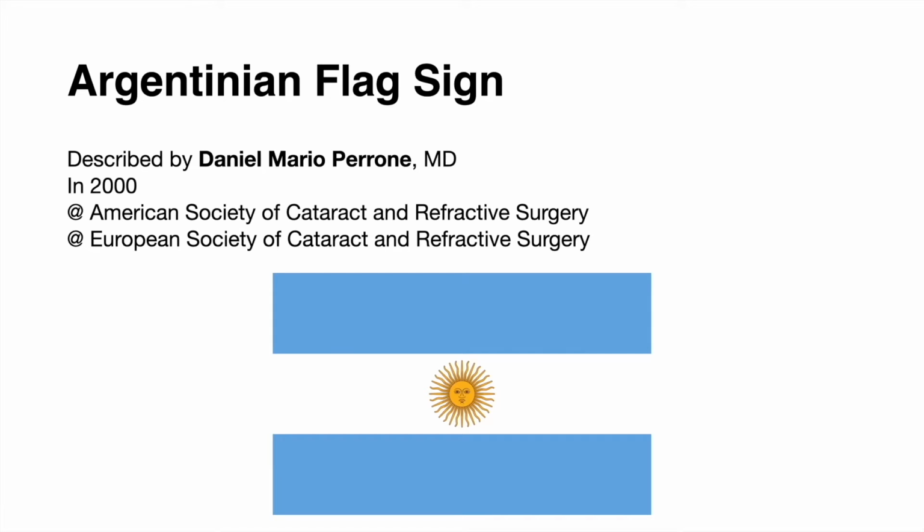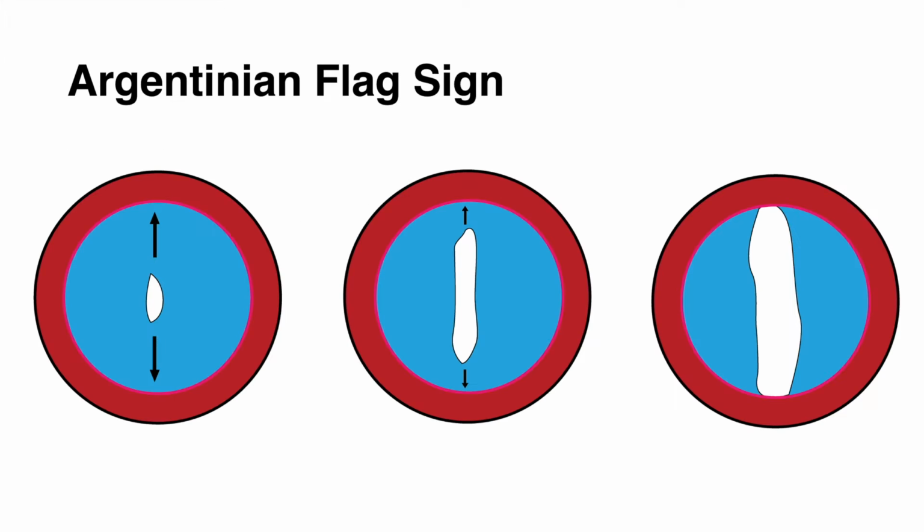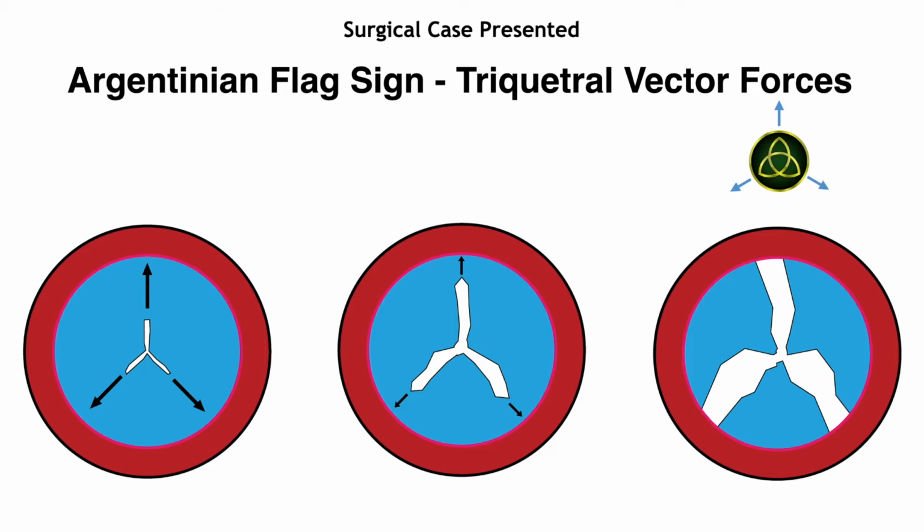This sign was first described by Daniel Mario Perón in 2000, where one can appreciate two vectoral forces acting opposite in direction radially once the nick is made with a cystitome, visually depicting an Argentinian flag sign. In the case for presentation, once the nick was made, not two but three vectoral forces, that is triquetral forces, acted, causing three radial tears up to the equator.